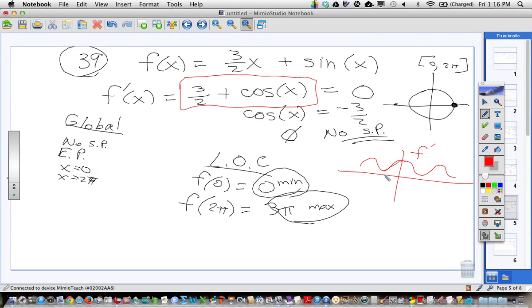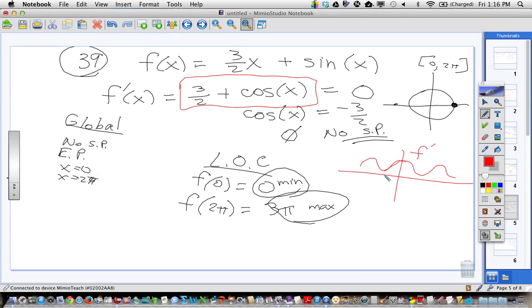But on this problem, you could have said, hey, because f prime looks like this, f is always increasing. Since f is always increasing, the global max has to be at 2 pi, and the min has to be at 0. You could have done that as your rationale and it would have been just fine. But it doesn't always work that way. So a list of candidates almost always works. Now, I said almost always.